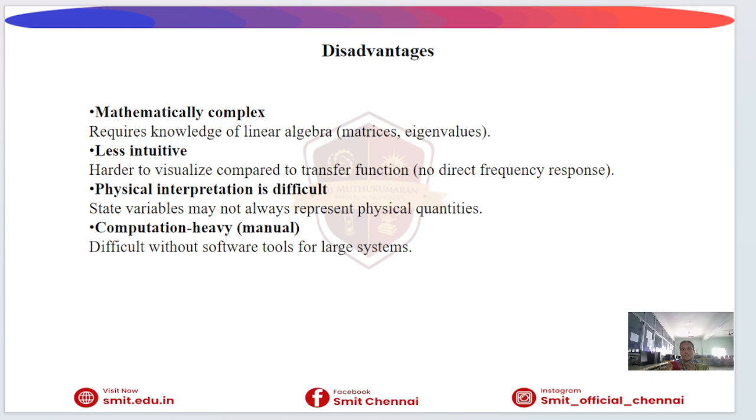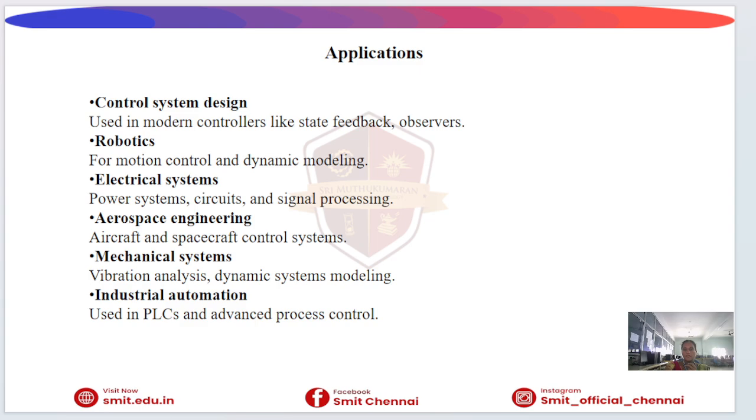Disadvantages. It requires matrix and linear algebra knowledge, it is less intuitive than transfer functions, manual calculations can be complex, and the physical meaning of state variables may not always be obvious. Applications: it is widely used in control system design, robotics, power systems, aerospace engineering, mechanical systems, and industrial automation.